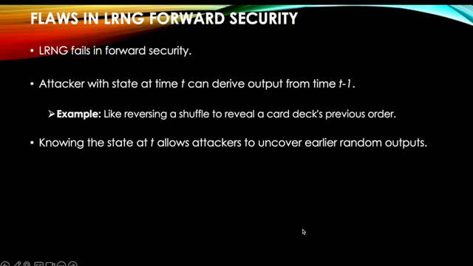The LRNG works through three key stages. First, system events generate entropy. Second, the entropy is fed into different storage pools. And third, when random bits are requested, LRNG uses SHA-1 to extract random bits from these pools.